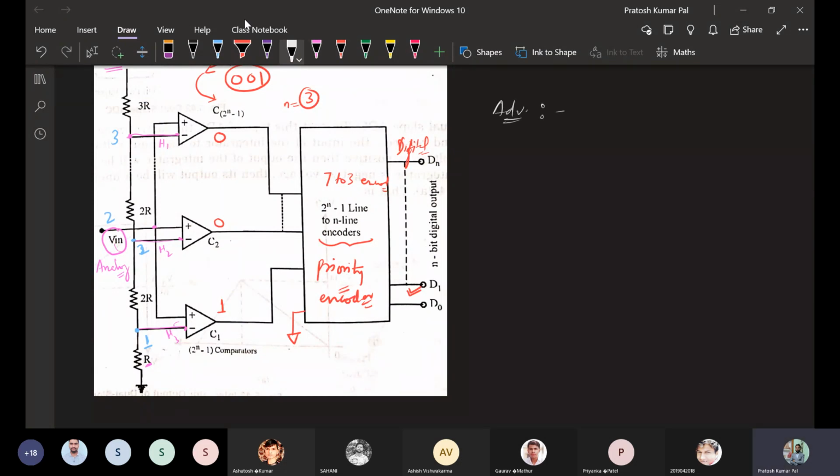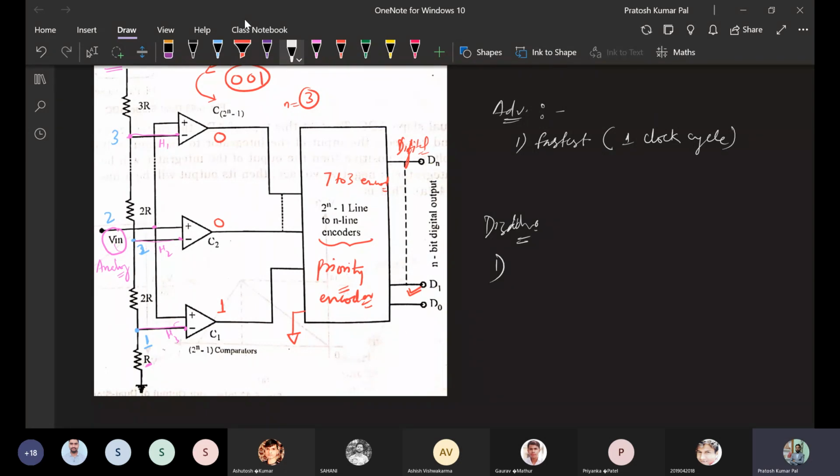So basically, its advantage we will see. Its advantage is, as its name is flash ADC, it is the fastest ADC, because only one clock cycle will be required. In the first clock cycle itself, all the comparisons will be made through all the comparator circuits, and the output will be taken from the output.